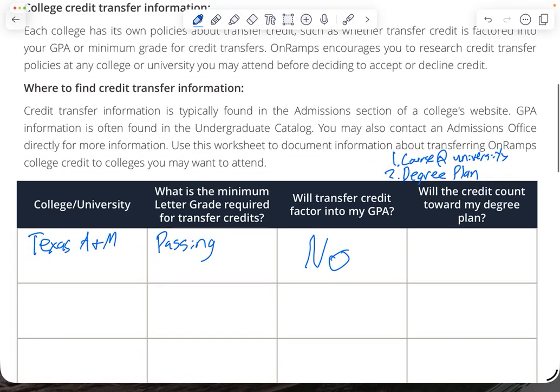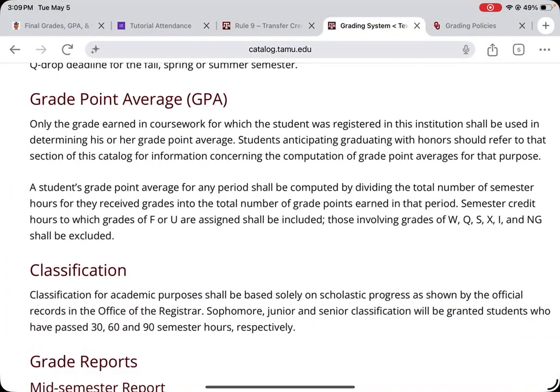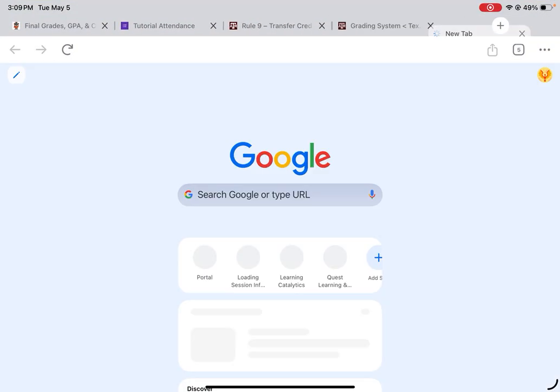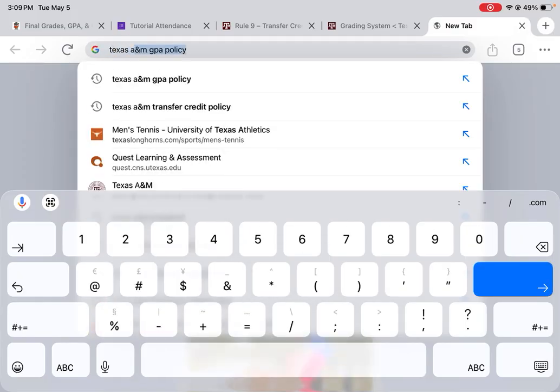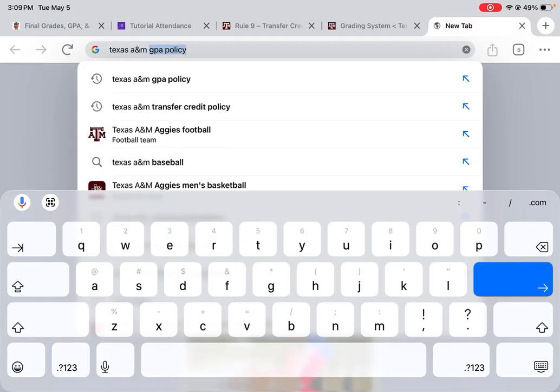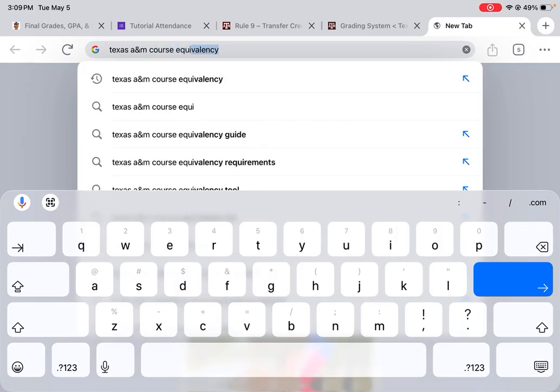So to do the first part, figure out what course Texas A&M calls this class, you look up the school, Texas A&M. And then the key search phrase that you want to look for is course equivalency. So course equivalency, right here.